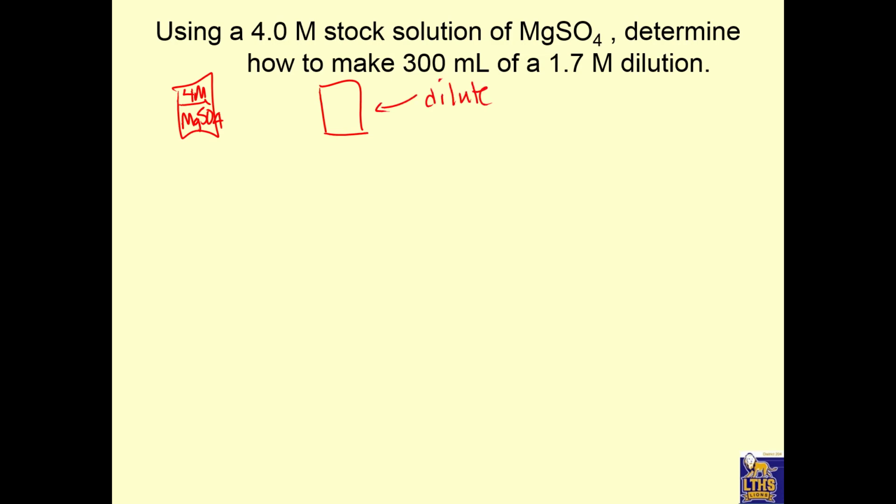So what do we have to do? Well, we have to take a little bit of this, a little bit of this, a little bit of this, and then put it in a container and then add water to dilute it. All right, now, how can we quantify that?